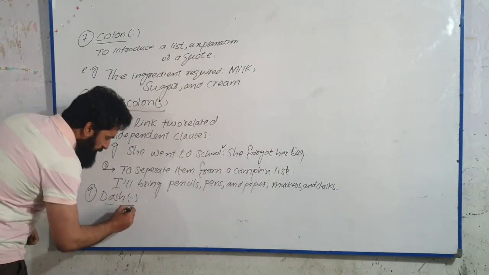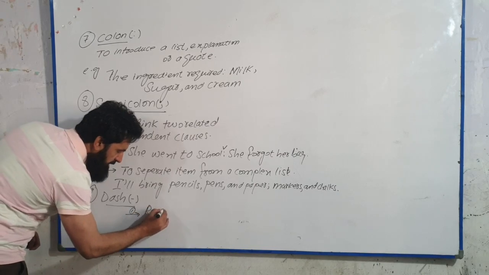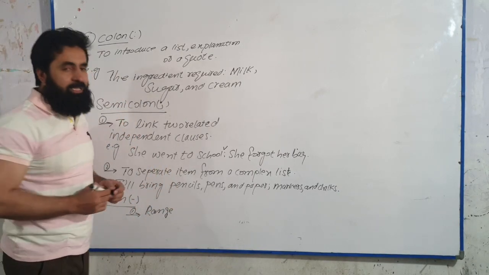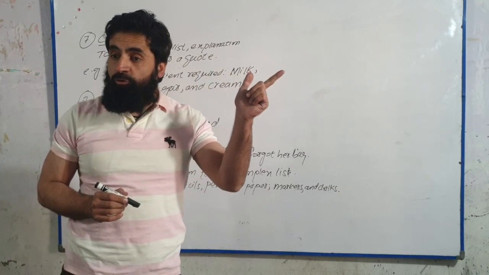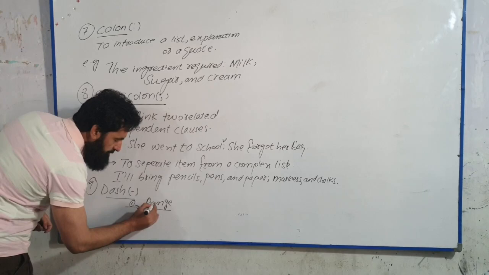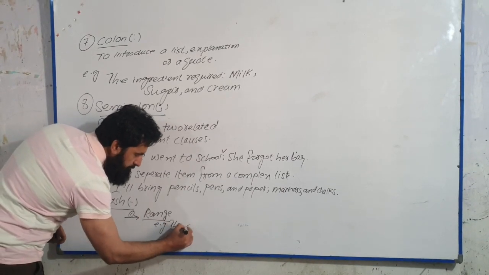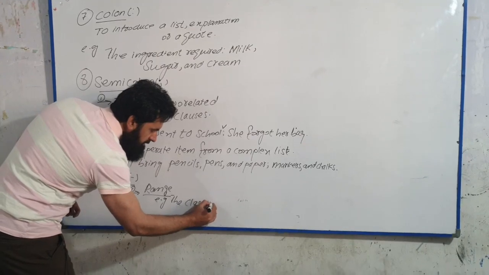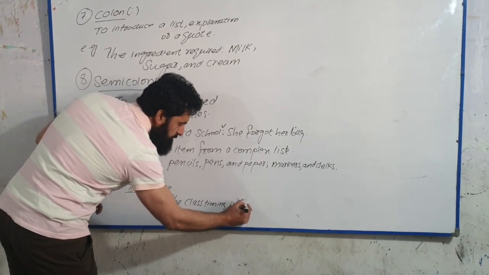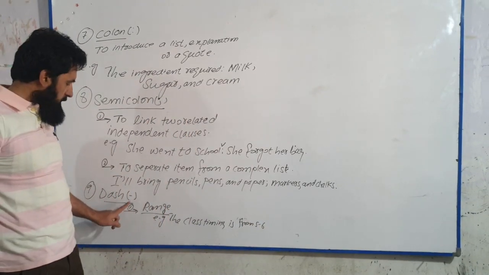Let's suppose for the first use, that is for range. We use it for range. Like your class timing is from 5 to 6. Your class timing is from 5 to 6. So this is the range. Like for example, I say that the class timing is from 5 to 6. So this is the first way we use this dash.